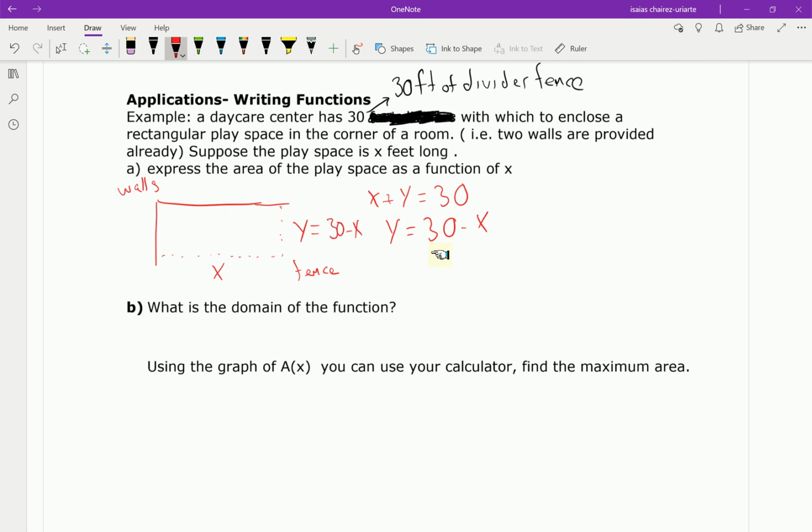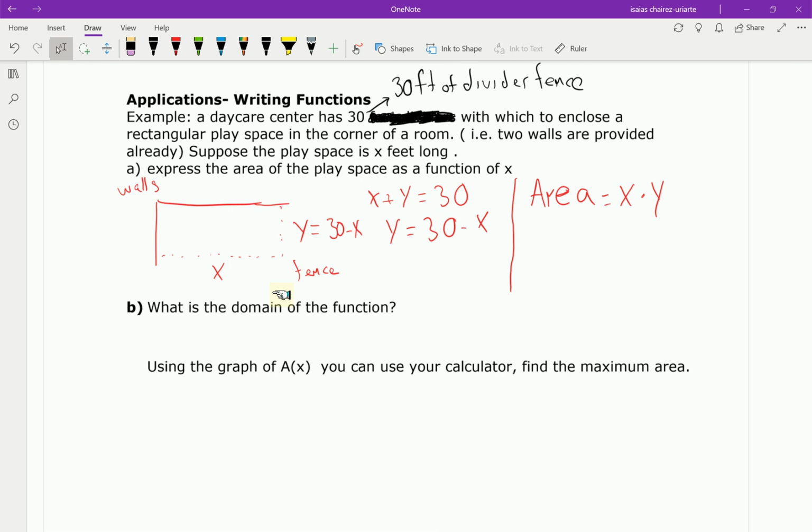Hope that we agree so far. Now we want to come up with an expression for the area. Well, the area is going to be equal to x times y. It's just the length times the width.